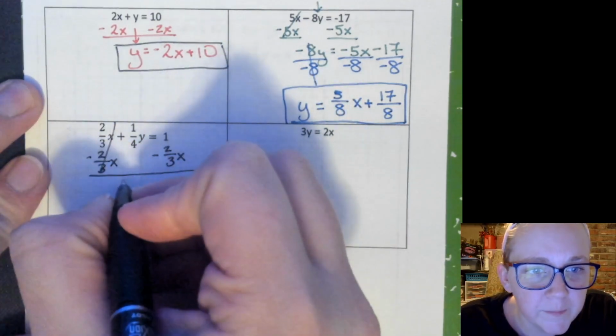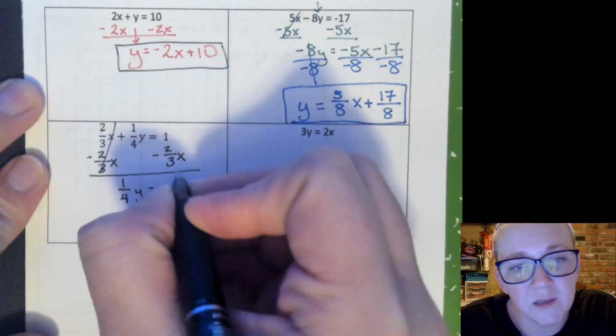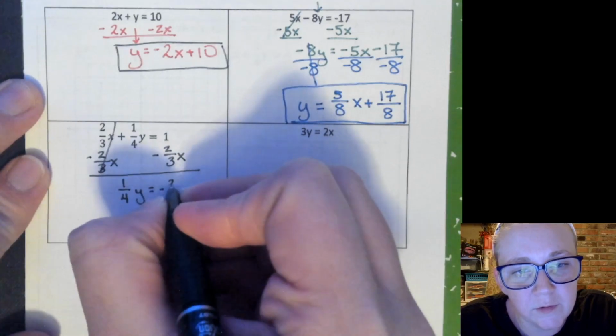That's gonna go right. Again, I want that x to be first. I'm gonna put it in the front, and it's a negative.